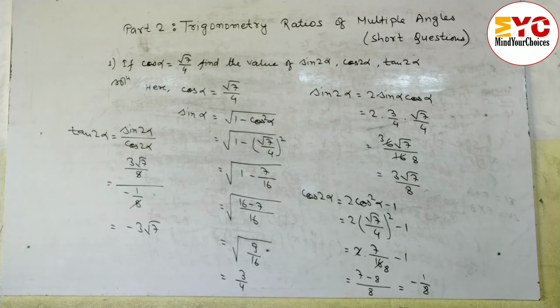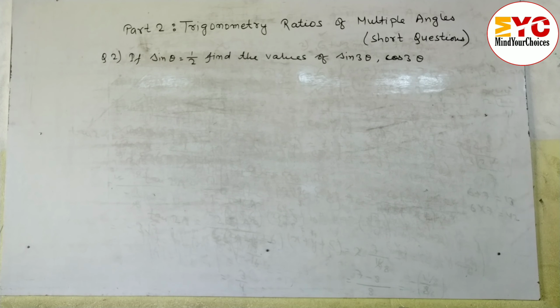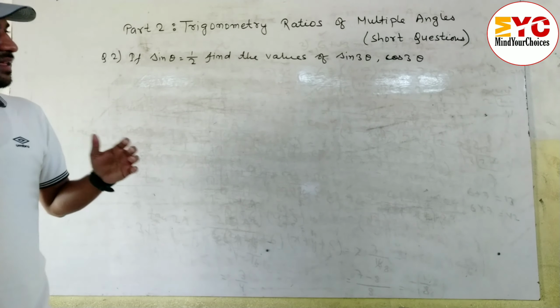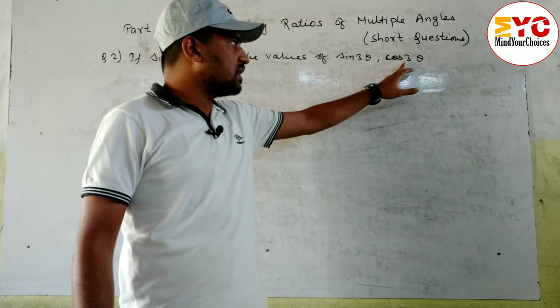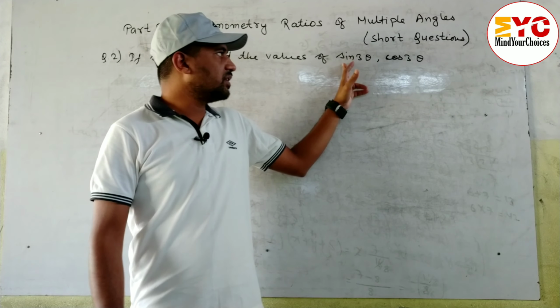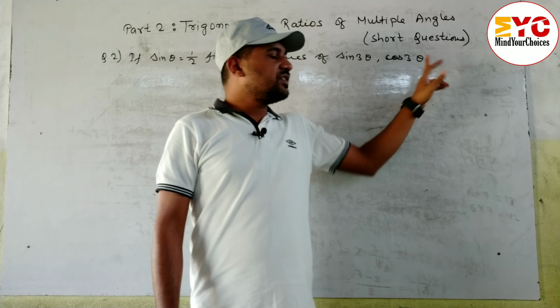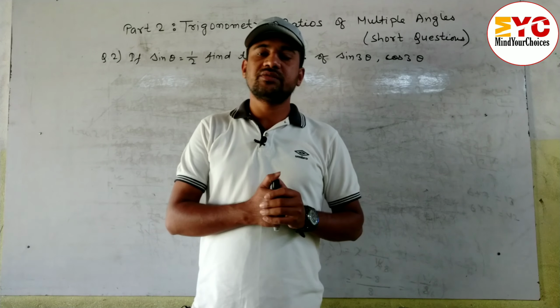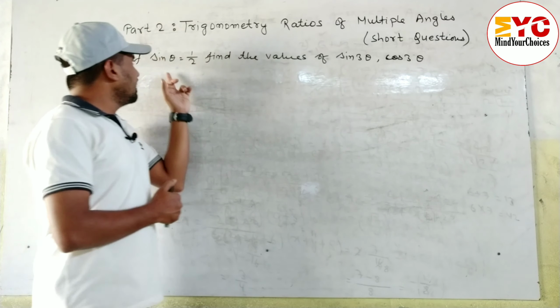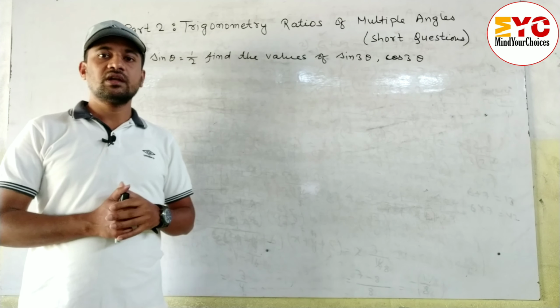Now look at the second question, which is very important. If sin theta is 1 by 2, find the value of sin 3 theta and cos 3 theta. We have to find out the value of sin 3 theta and cos 3 theta. So to find these, you have to know the formulas. The sin 3 theta formula is 3 sin theta minus sin cube theta. Similarly, the cos 3 theta formula is 4 cos cube theta minus 3 cos theta. So here the value of sin theta is given. We have to find out cos theta also.